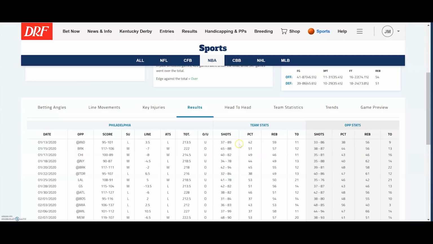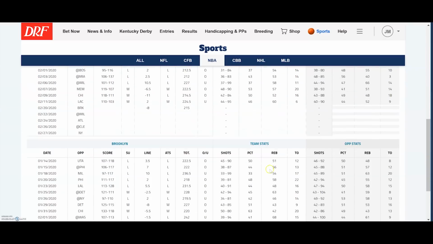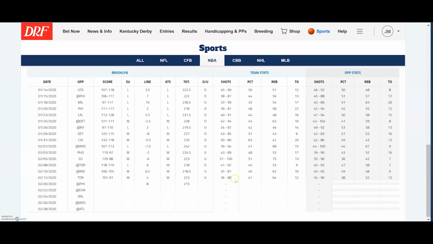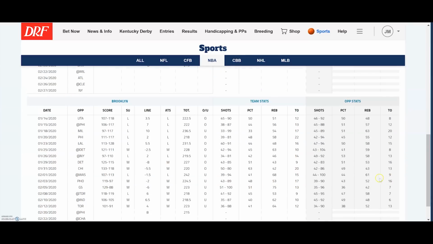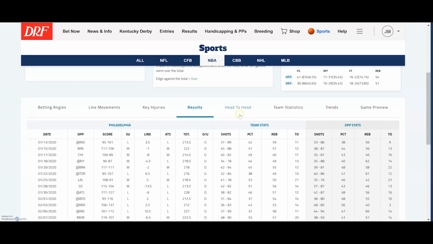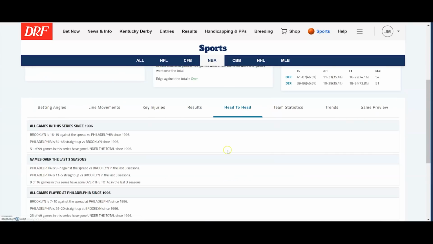We also list key team stats from those respective games. You can see a team's shots, their shooting percentage, rebounding, turnovers, etc. Basically the key stats that may have contributed to that win or loss.